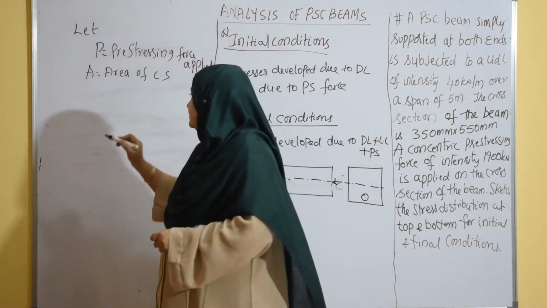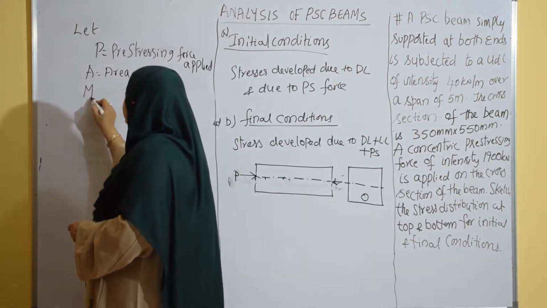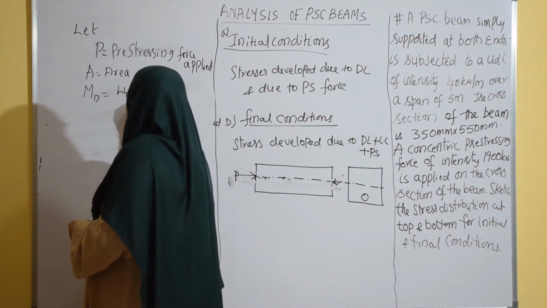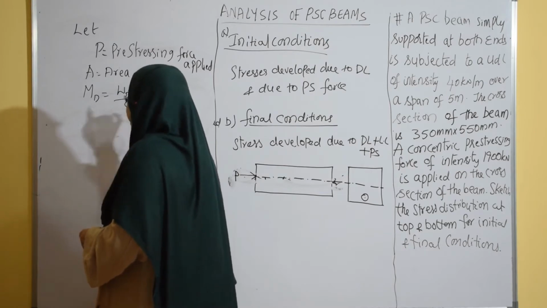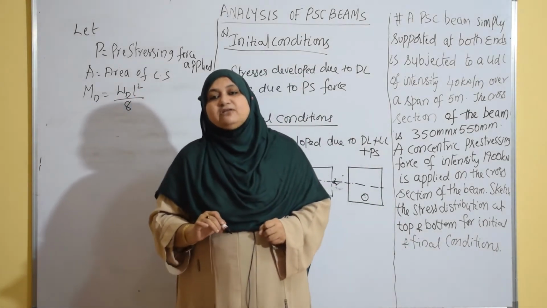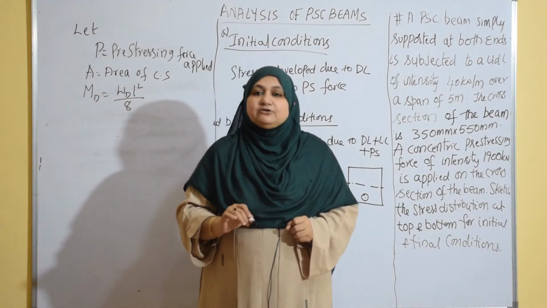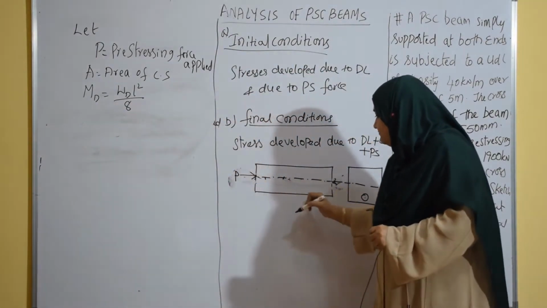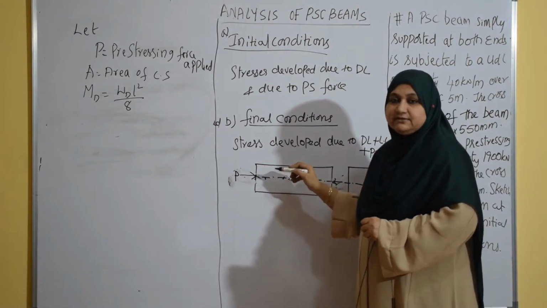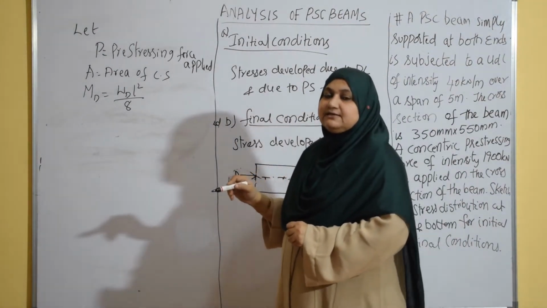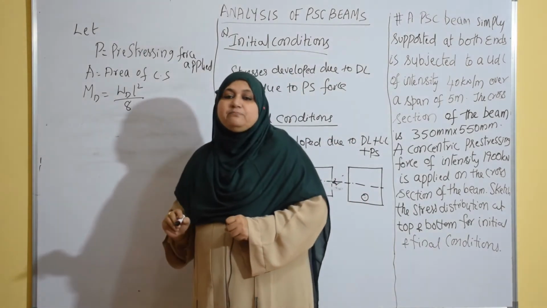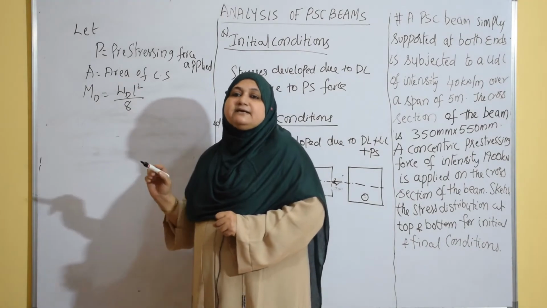Then there is a dead load bending moment due to dead load, WD L square by 8. WD is the dead load, the self weight of the beam. L is the effective span. Whatever load is coming on it because of its cross section and the density of the material is called the dead load. We have to find out the dead load bending moment. It is represented as MD.